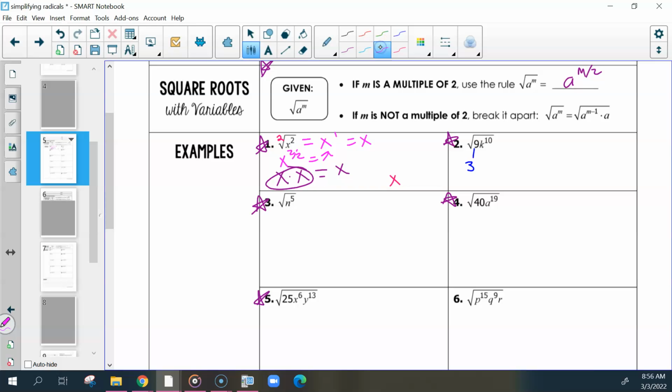Okay. For the first one, this is a multiple of 2. I could divide that by 2, and I would get 5. So that means this would be k to the 5th.